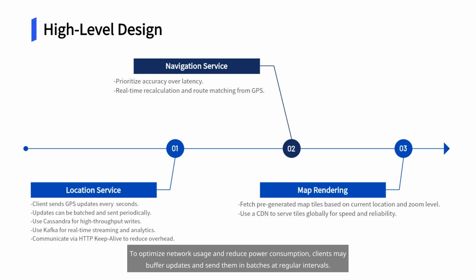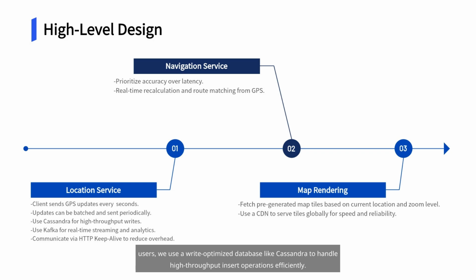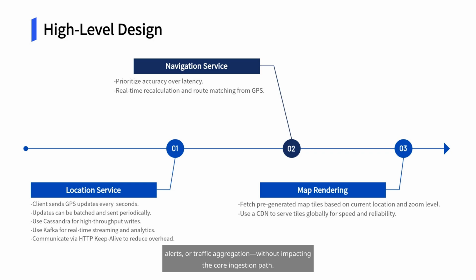To optimize network usage and reduce power consumption, clients may buffer updates and send them in batches at regular intervals. Given the massive volume of location data coming in from millions of users, we use a write-optimized database like Cassandra to handle high-throughput insert operations efficiently. We also integrate Kafka as a stream processing backbone. This allows us to build downstream consumers for analytics, real-time alerts, or traffic aggregation without impacting the core ingestion path.